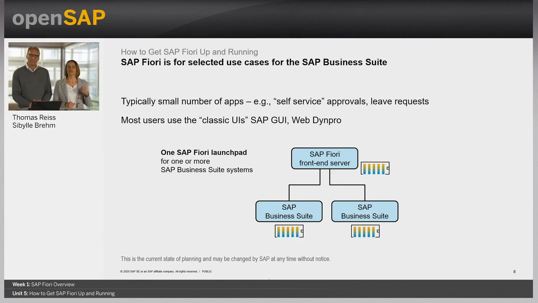We recommend to install the SAP Fiori front-end server as a standalone server when you set up SAP Fiori for a Business Suite system. It's also possible to connect several SAP Business Suite systems to the same SAP Fiori front-end server. This front-end server can then be used as a hub to give users access to applications from several Business Suite systems in one single Fiori Launchpad.